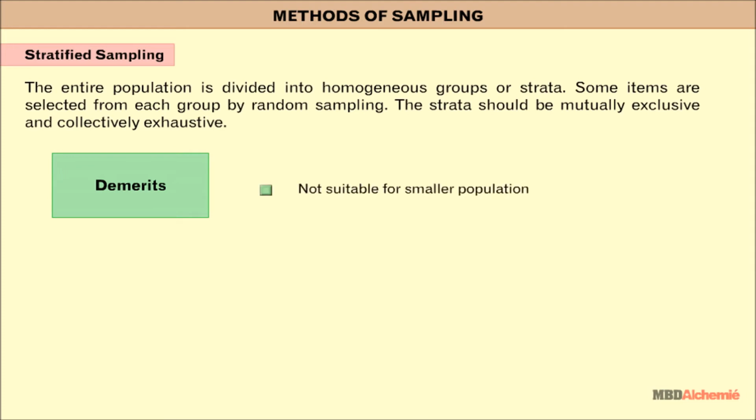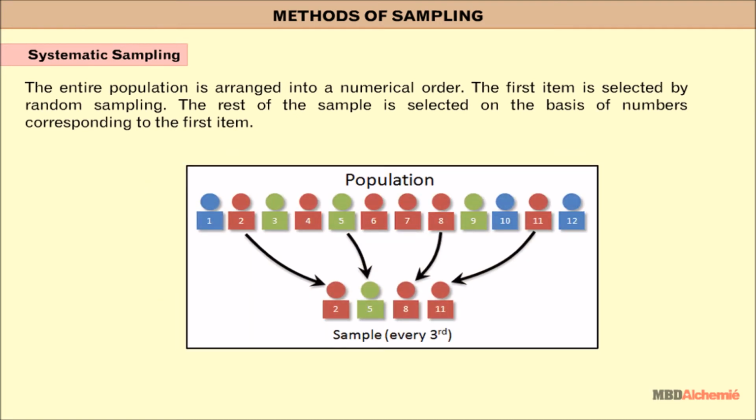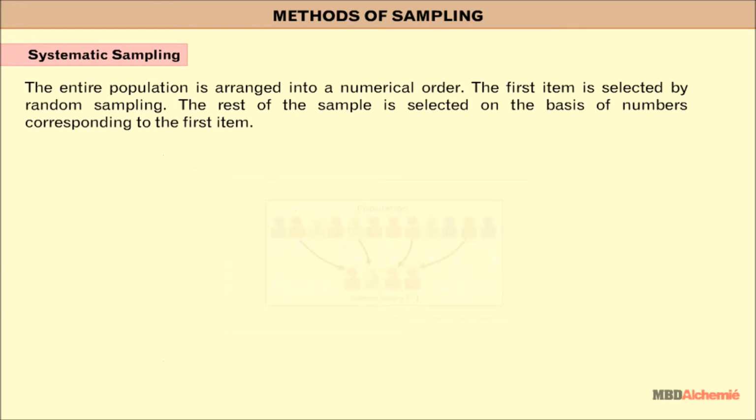Demerits. Not suitable for smaller population. Stratification can prove to be a difficult task. Systematic sampling. The entire population is arranged into a numerical order. The first item is selected by random sampling. The rest of the sample is selected on the basis of numbers corresponding to the first item.